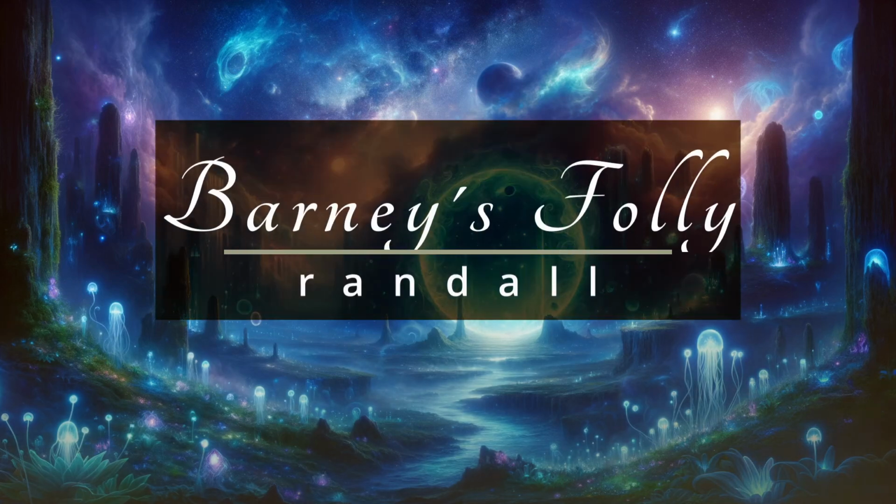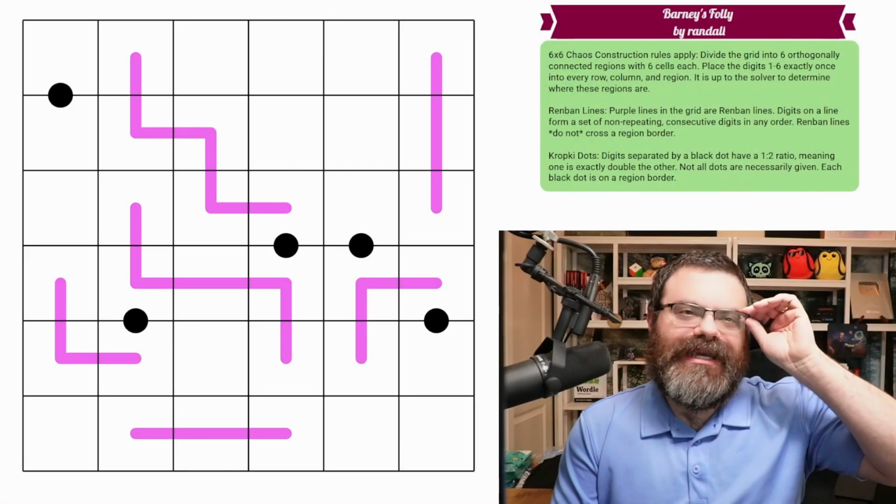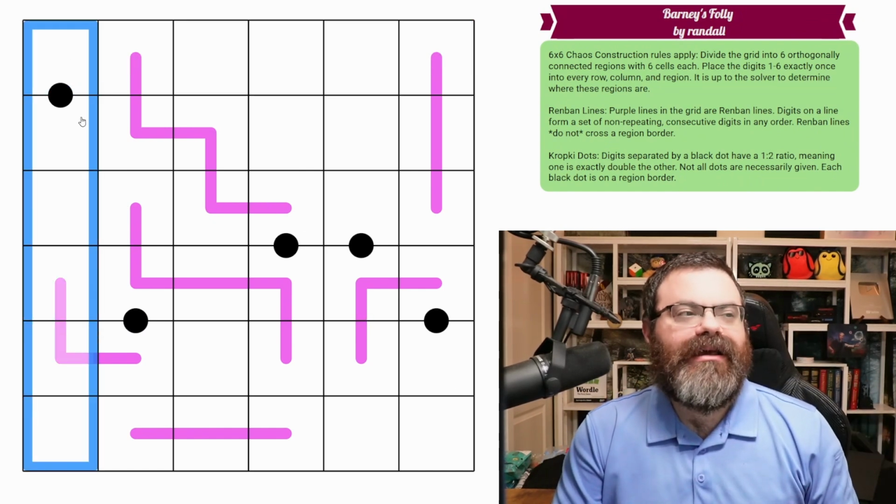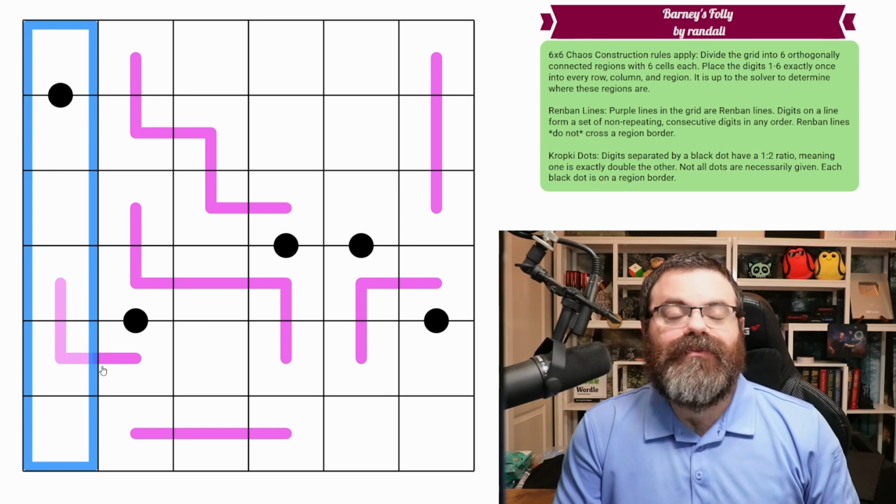Hello, let's continue our Sudoku adventure with Barney's Folly by Randall. So we have a 6x6 chaos construction. So what does that mean? Well, first of all, we are still a Latin square. So in each row and each column, we are placing the digits 1 to 6 exactly once each.